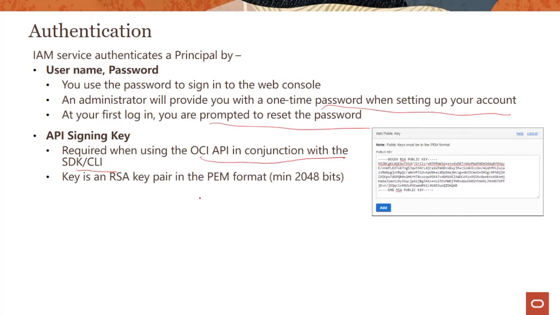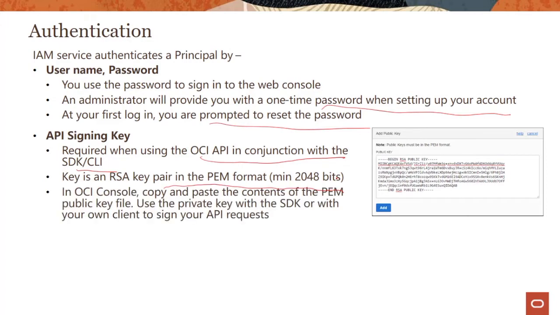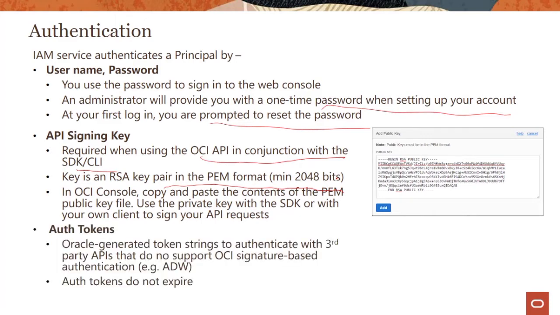And as you can see here, the key is an RSA key pair in the PEM format, and you have some restrictions on the length, etc. In the OCI console, you copy and paste the contents of this public key file, and the private key file you keep with the SDK or with your own client to sign your API request. Again, very similar to how some of the other web services operate.